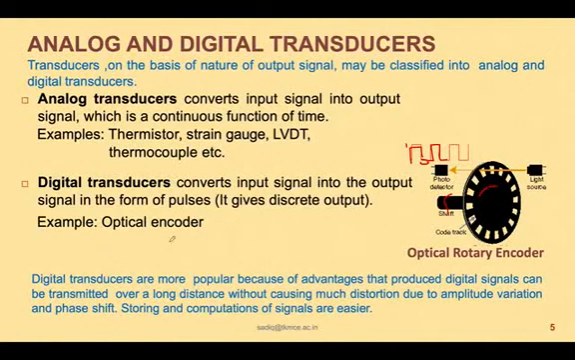There are many other digital transducers. Even analog transducers such as synchros and resolvers convert the output analog signal to a digital signal for various reasons. Why are digital signals preferred? Digital transducers are more popular because of the advantages that the produced digital signals can be transmitted over a long distance without causing much distortion due to amplitude variation and phase shift. Storing and computation of signals are also easier. So, digital transducers are more preferred.